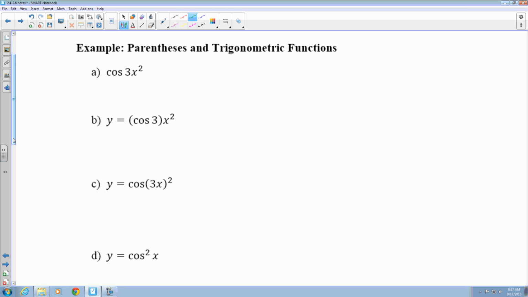Okay, when we have parentheses, we just need to be really careful where we're distributing and where the chain rule applies. So in part A, it is implied that we have parentheses around the 3x squared. So if we take the derivative, we need to make sure that we know that that's our inside function. So we take the derivative of the outside, it's just negative sine 3x squared, times the derivative of our inside, which is where we made our parentheses, which is 6x.